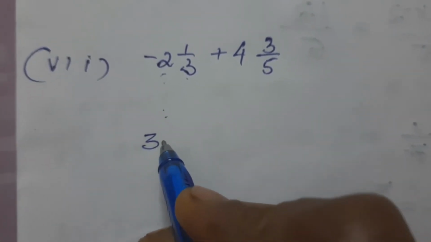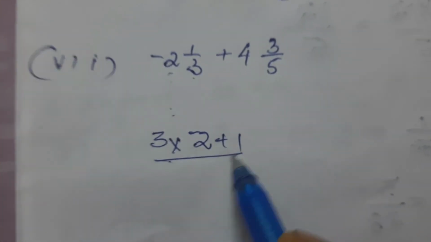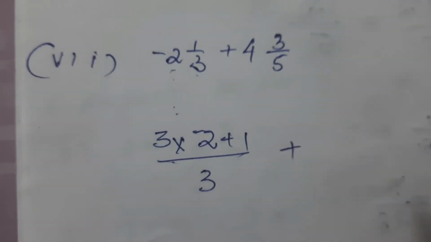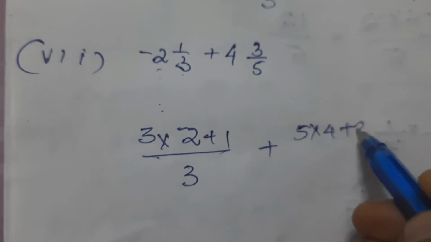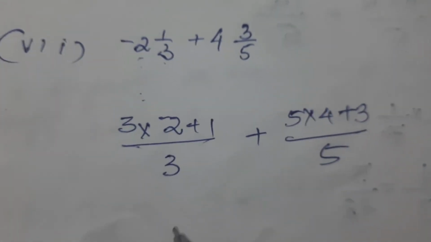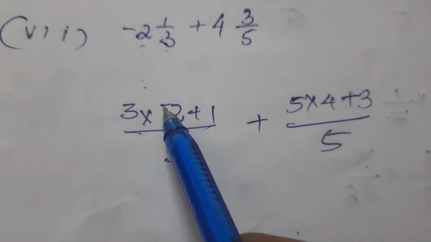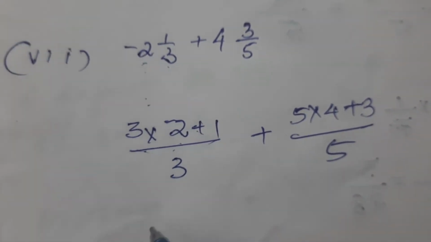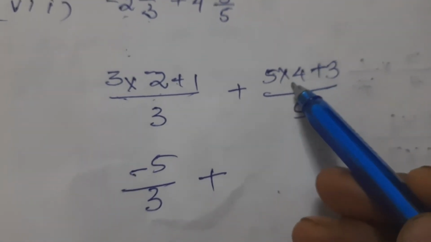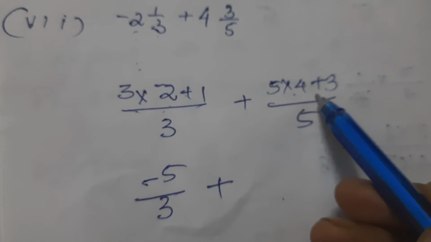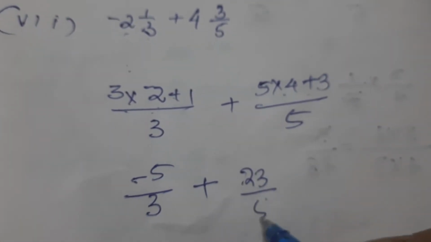That is 3 into negative 2 plus 1 divided by 3, and the other one becomes 5 into 4 plus 3 divided by 5. We get the first one as 3 into 2 is 6, negative 6, plus 1 becomes negative 5 by 3, plus 5 into 4 is 20, 20 plus 3 is 23, so 23 by 5.